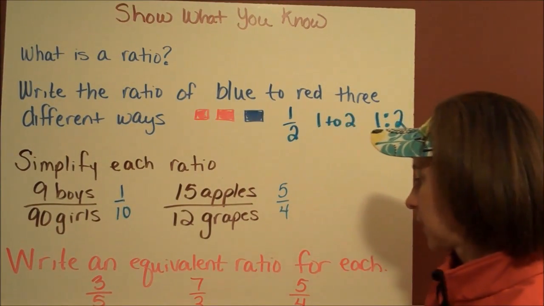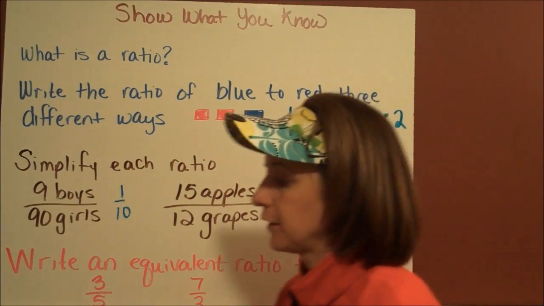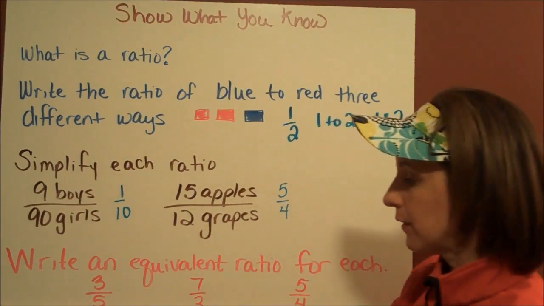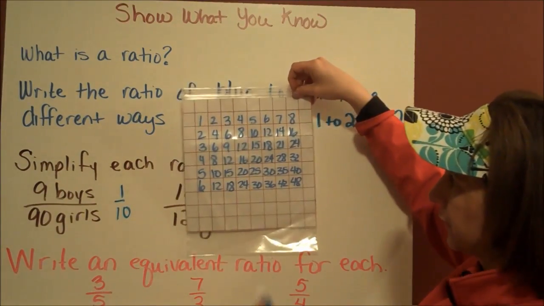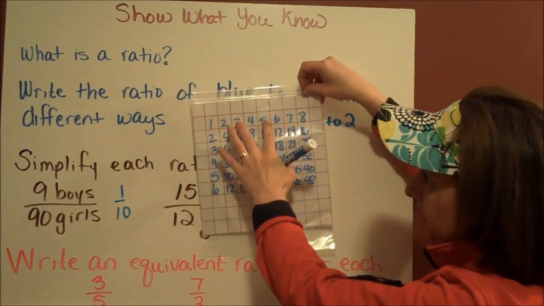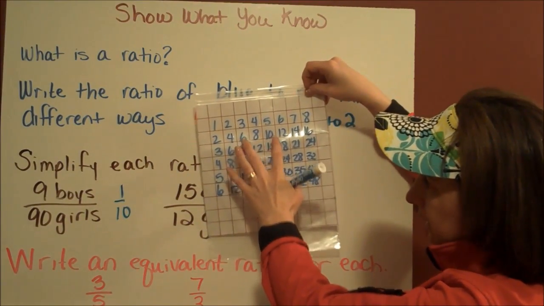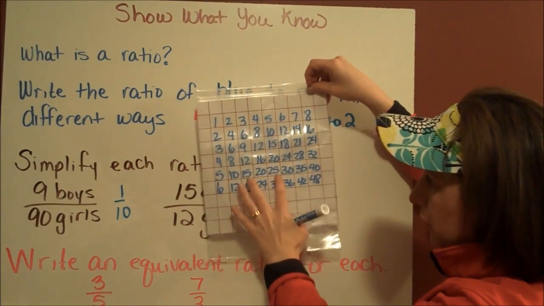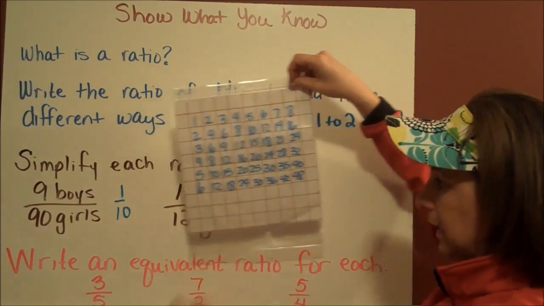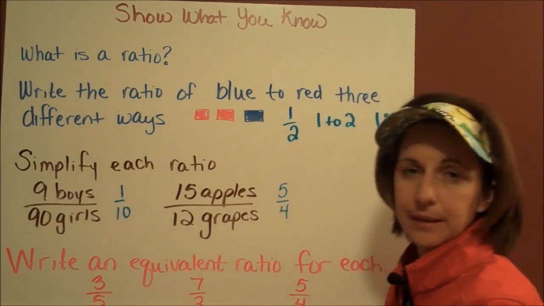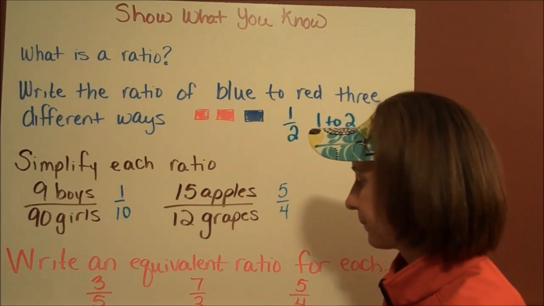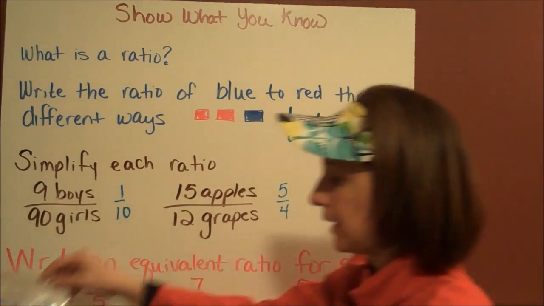Write an equivalent ratio for each. And remember, writing equivalent ratios means that you can slide your fingers either way. So if I find the 3 and the 5, I could write 6 to 10, 9 to 15, 12 to 20, 15 to 25, 18 to 30. The possibilities are endless.